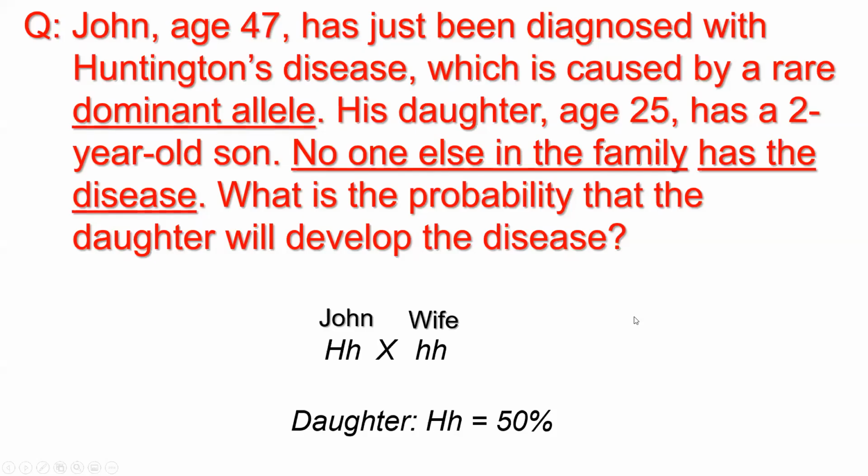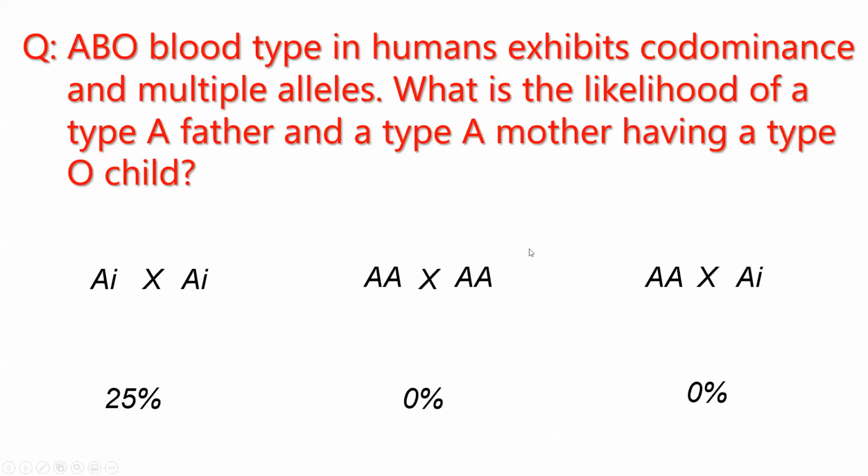There is another one here, blood typing, okay? ABO blood typing in humans. First of all, when it says codominance, it means that the two alleles will both show up in the phenotype. So there is no allele that is dominant over the other. Both will be expressed exactly the same. No gene will be hidden from the other. Both genes will be expressed.